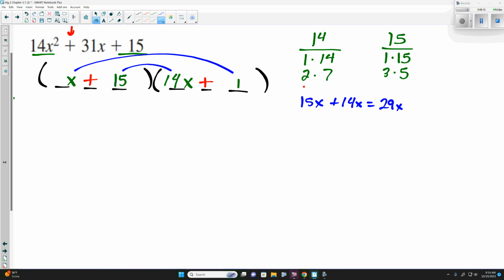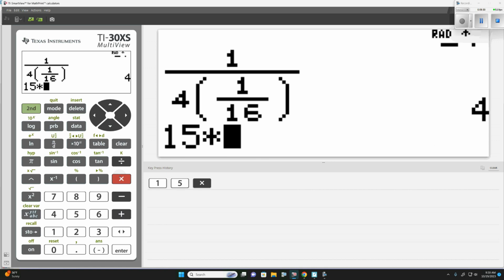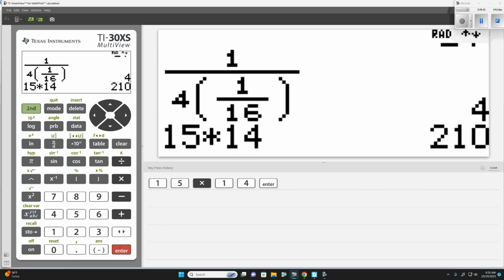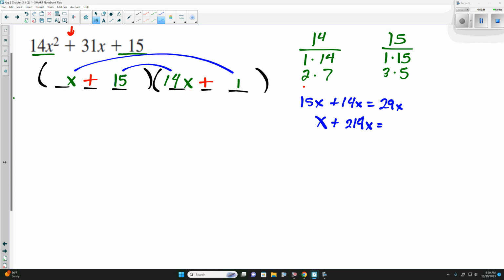So when we check this here, 1 times x is x. 15 times 14x, I believe it's 214x. 210. I was a little off. Which is 211x. Okay. Well, put that back up there. Okay. 2 and 7.